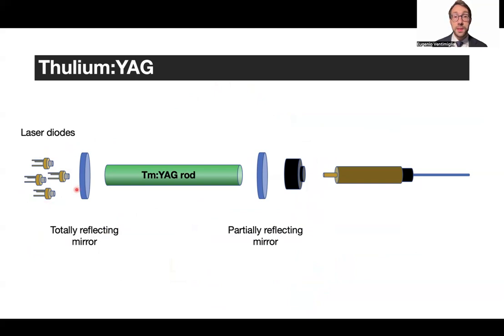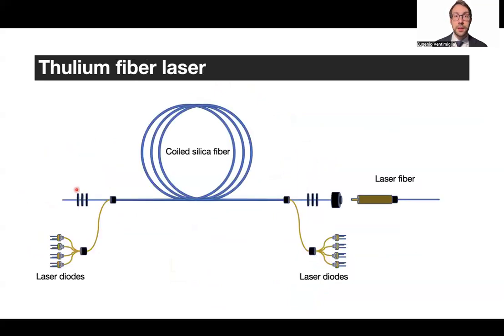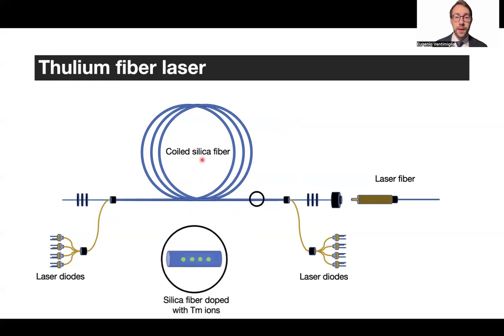the key concept is very similar in terms of functioning, and a little bit different is the thulium fiber laser that we see here. We don't have a cavity which amplifies light, but we have coiled silica fiber, which is doped with thulium ions, and that's why it's called thulium fiber laser. The light is emitted by laser diodes, which gets amplified within the fiber and eventually emitted by the operative laser fiber itself.